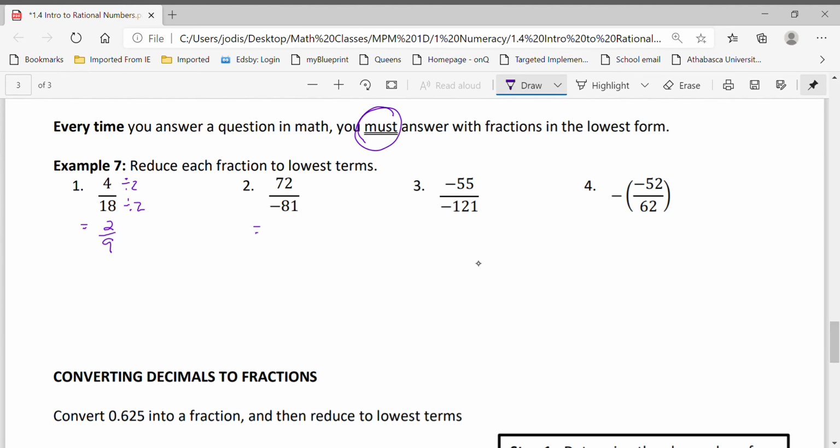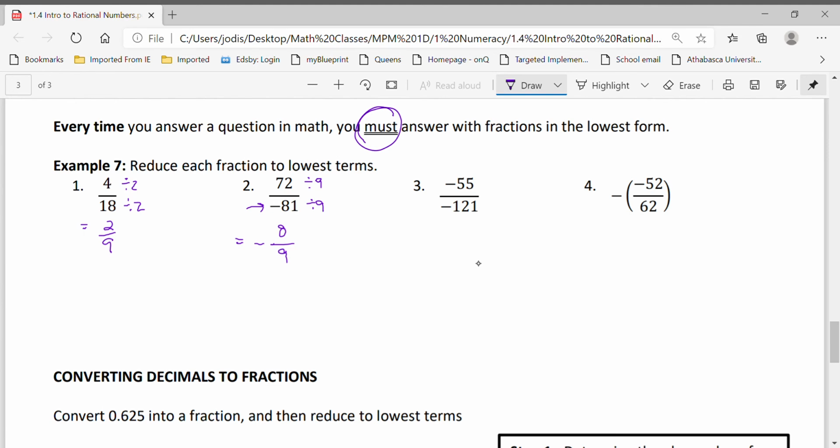72 and 81, both of them can be divided by 9. 9 times 8 is 72, and 9 times 9 is 81. Now here we have this negative on the bottom. I would move it to the middle or to the top to make your math teacher happy. Because, like I told you before, math teachers aren't a big fan of those negatives on the bottom of a fraction.